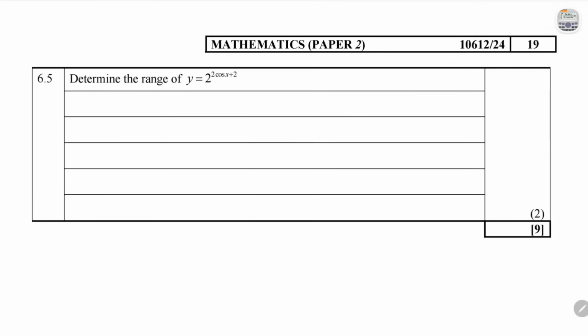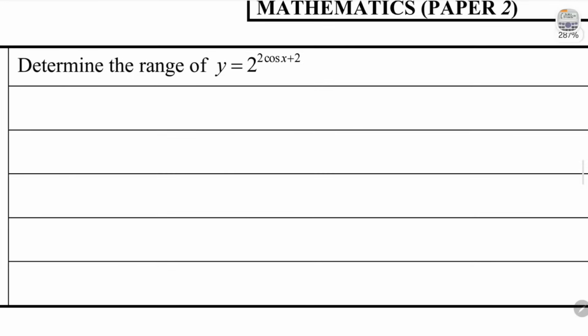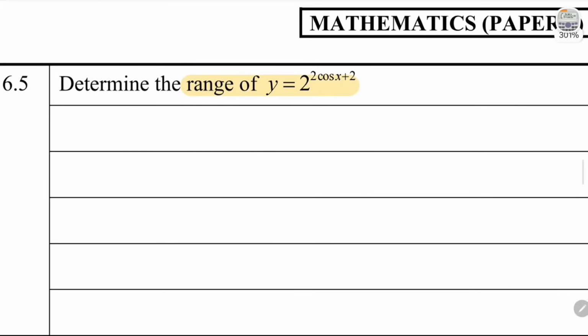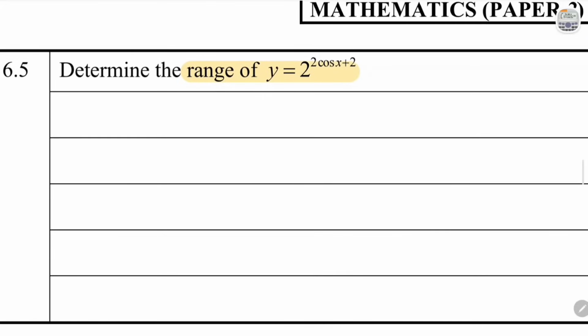Question 6.5 says, determine the range of f. The range refers to all the possible y values that a graph can have. So we don't really have to sketch this graph. We can just consider the expression. So since we have y equals 2 raised to the power of 2 cos x plus 2, how about we simplify that exponent? We can take out a common factor of 2 there. So 2 raised to the power of 2 multiplied by cos x plus 1.